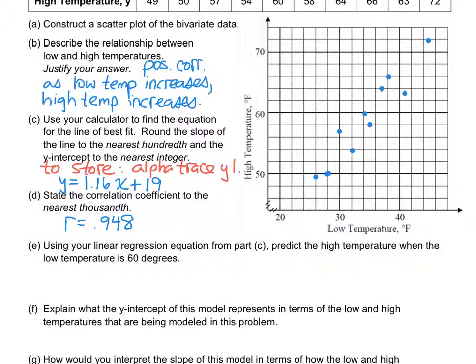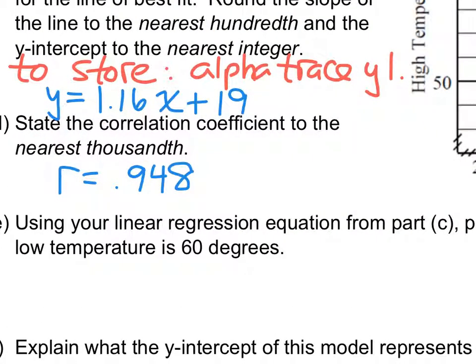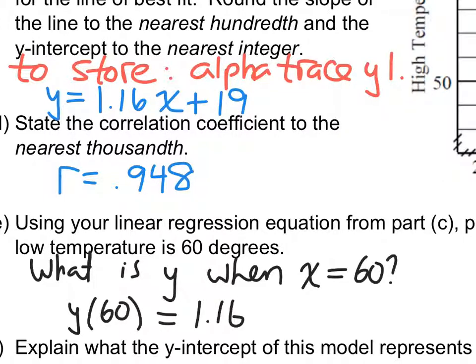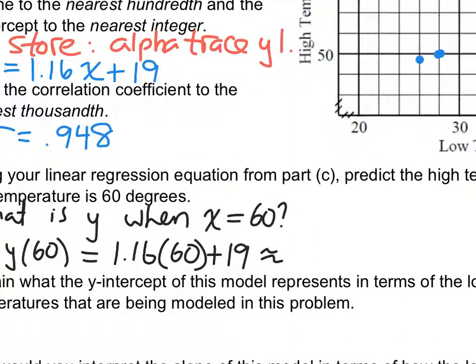All right. So now I want to find the y value when x is equal to 60. So what is y when x equals 60? Now, notation-wise, that's saying what's y of 60. I could just type it in, 1.16 times 60 plus 19. Or, a better way to do it, I didn't even create the graph here. There's no scatter plot on the other graph.